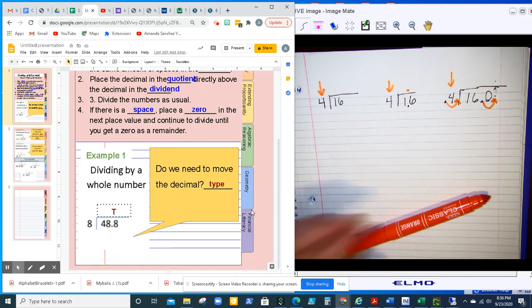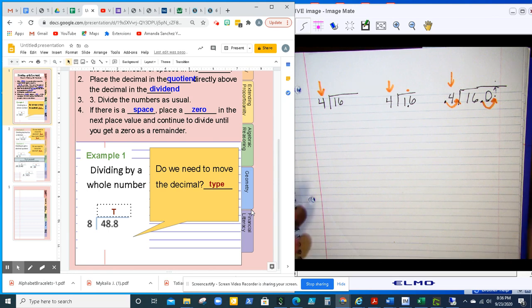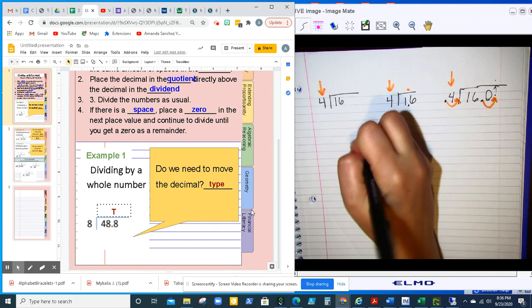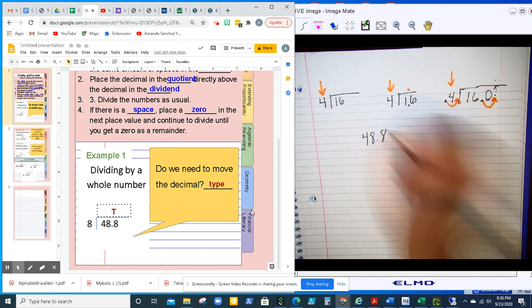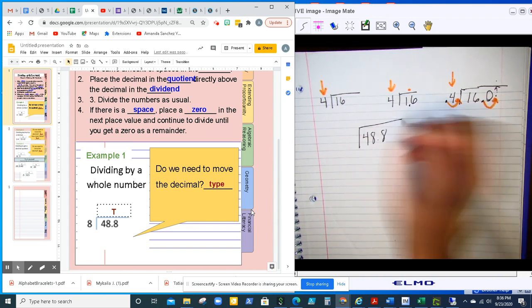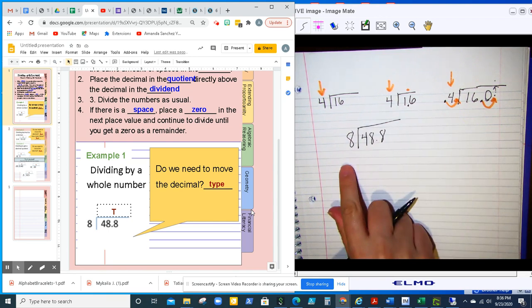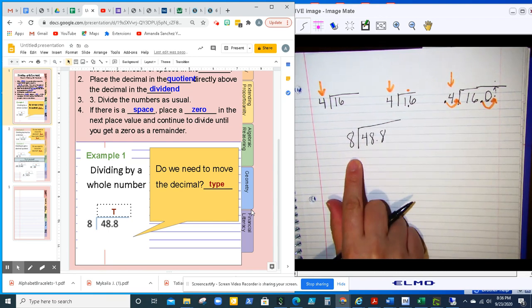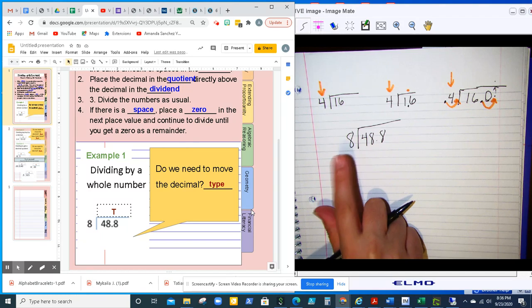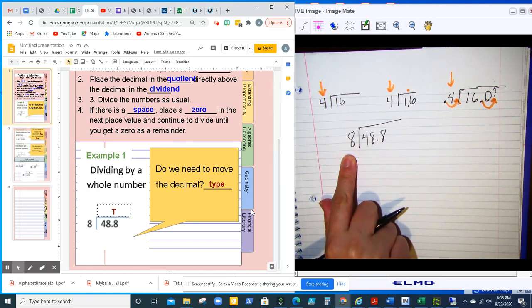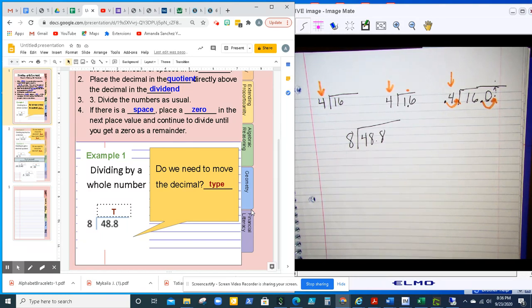Okay, all right, so starting with the first problem, we have 48.8 or 48 and 8/10 divided by 8. So remember, you focus on the value outside, which is the divisor. Is this a whole number? Yes. Do you need to move the decimal? No, you do not. Then you go straight into division.